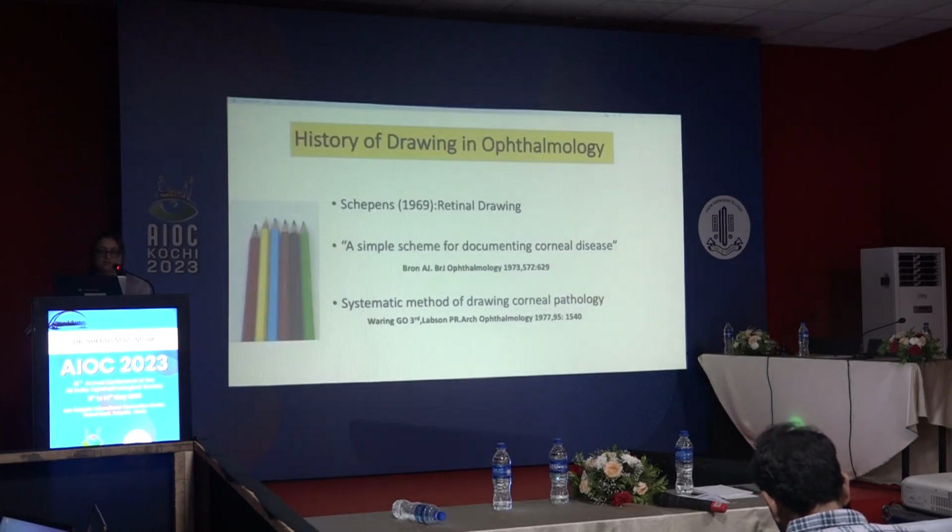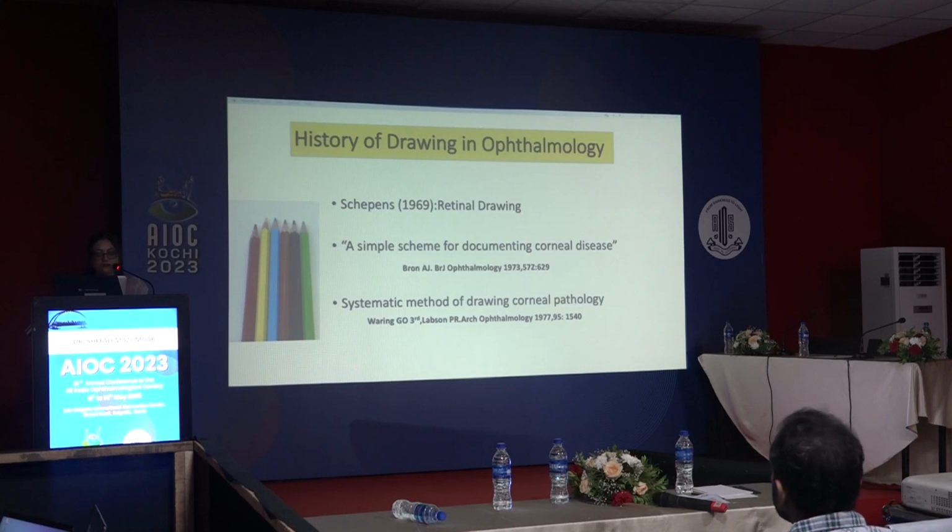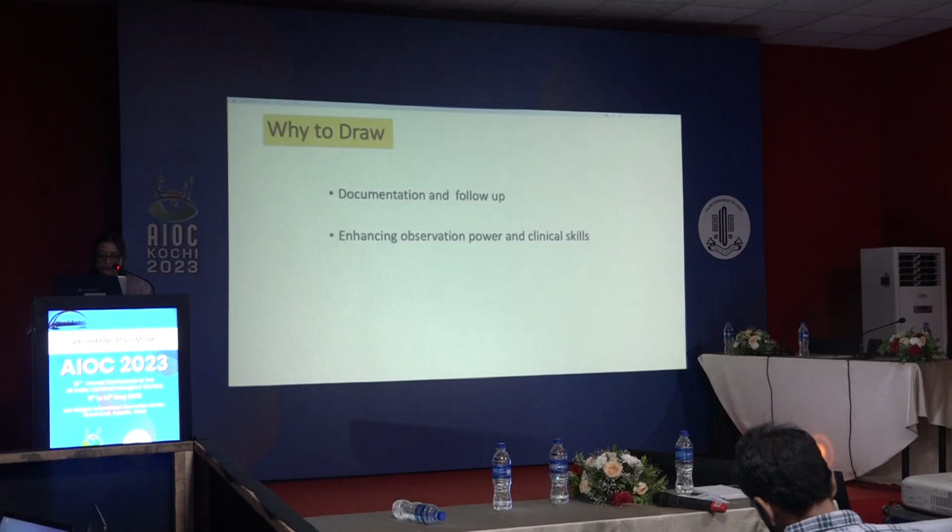So now I am coming to the second part of my talk, and that is color-coded corneal drawing. The drawing in ophthalmology started way back in 1969 with Shepens, and it was Braun A.J. et al. who started corneal drawing for the first time, and they published their work in 1973. But actually it was Waring G.O. who developed the systematic method for drawing corneal pathology. So these two people you should always remember.